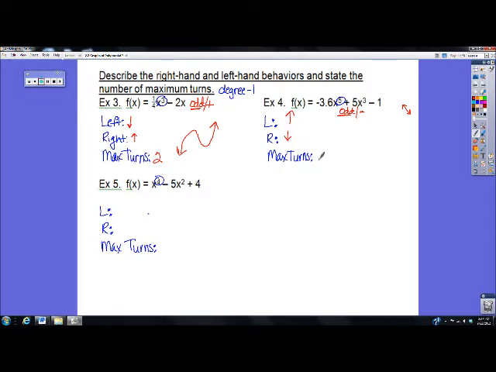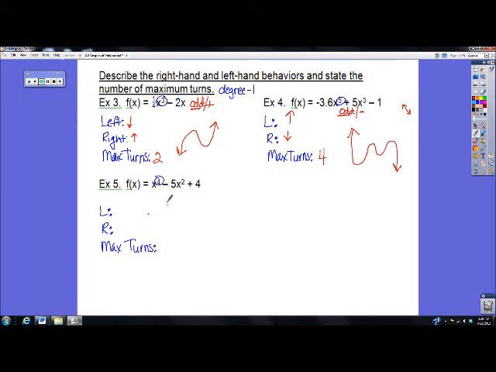Okay, maximum number of turns. This is a 5th degree. 5 minus 1 is 4. So it has a maximum number of 4 turns. Alright, just to give you a visual of the graph, not perfect, but it looks something kind of like that. Something similar to that. So 1, 2, 3, 4 turns.